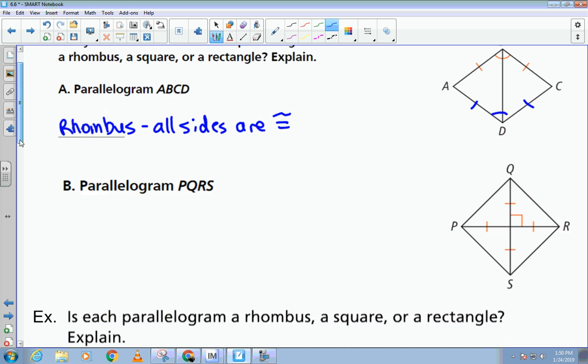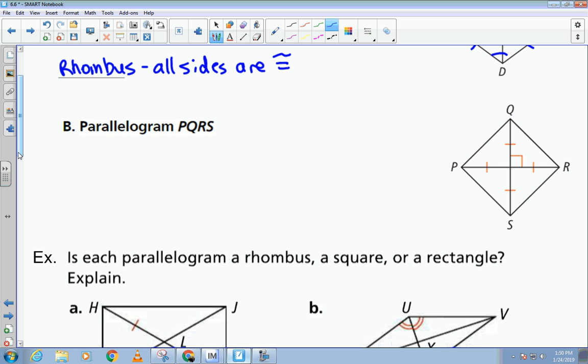Okay, here's another one. Parallelogram PQRS. What is this? It's a square. Okay. Why is it a square? Okay, good. The diagonals are perpendicular, which makes it a rhombus, right? It's a rhombus because the diagonals are perpendicular.